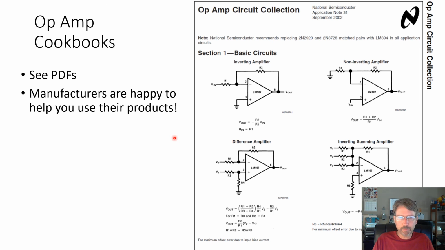And then op amp cookbooks are really important. You could probably find them all online these days. Back in the old days, you would actually have a book. But manufacturers want you to buy their op amps, so most of them will have circuit collections you can use. So this one is from National Semiconductor. There's the non-inverting and the inverting, difference to subtract voltages, and summing to add voltages. So look online for common circuits to use with op amps.